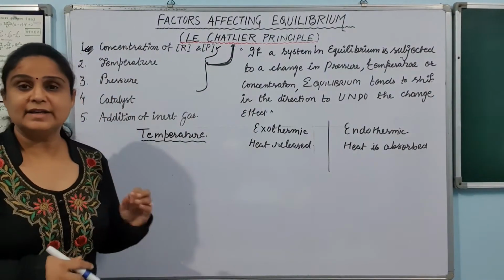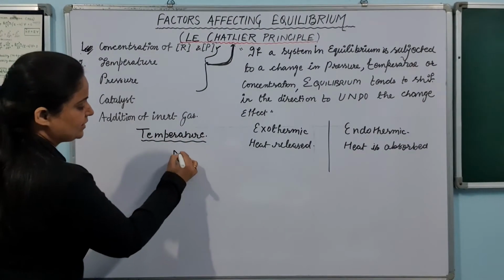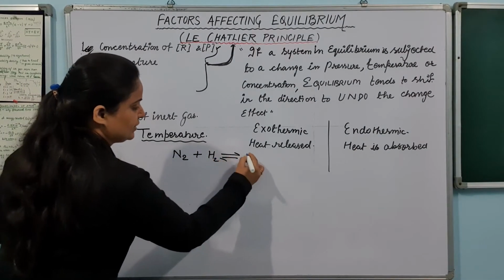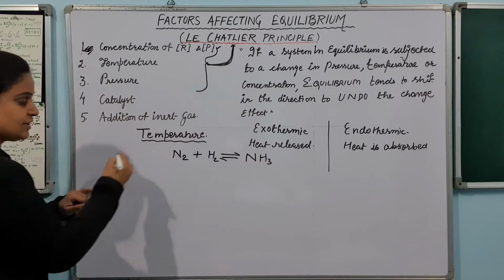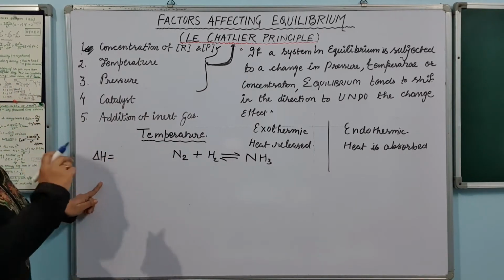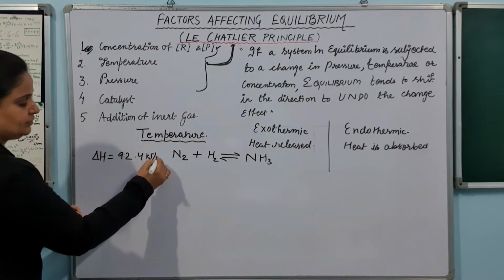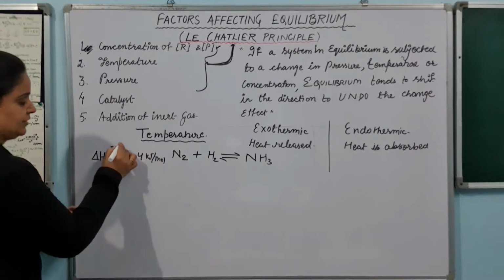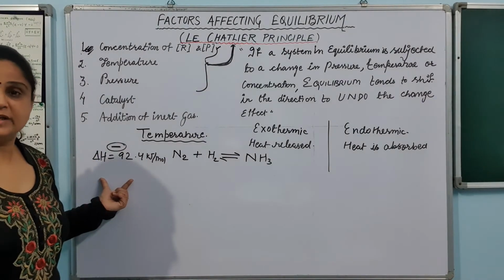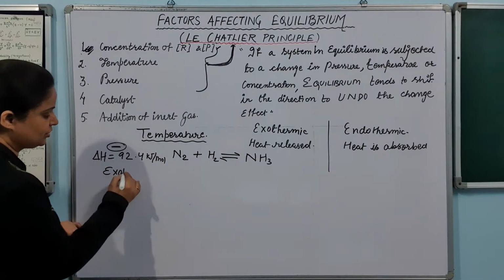Now let's take a real example of this concept. Take the reaction N2 plus H2 gives NH3. For this particular reaction, delta H is negative, 92.4 kilojoules per mole. Negative, are you understanding? Positive means endothermic, negative means exothermic. So your reaction is exothermic.